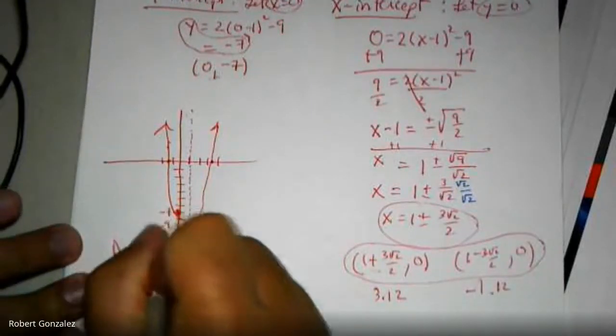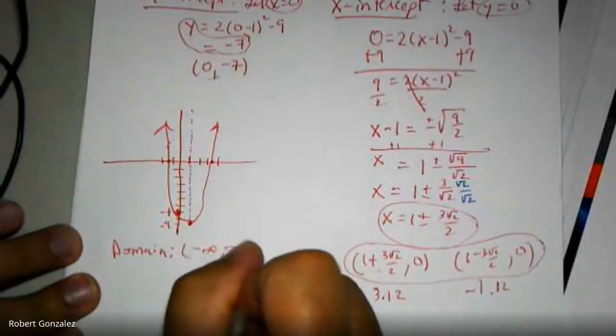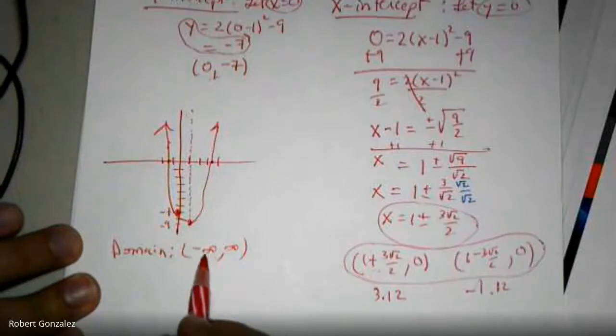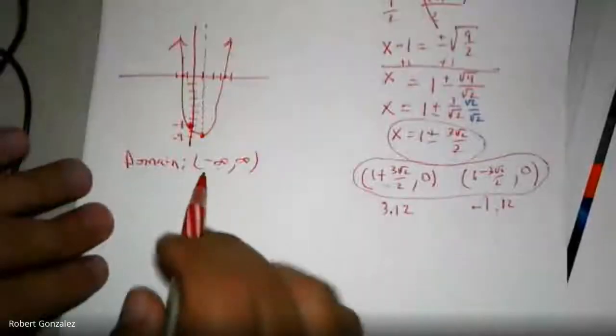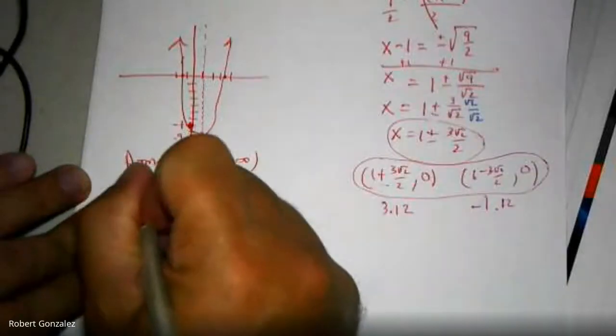The domain is easy. It's all real numbers. This means everything from negative infinity to positive infinity. Every number can be plugged in for the function. But look, only certain numbers come out. And here's how we do the range.